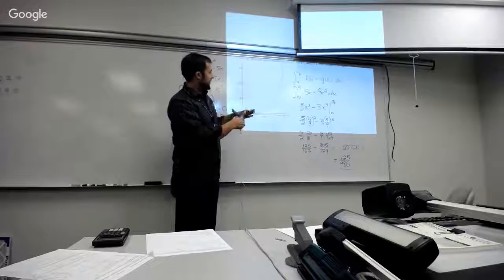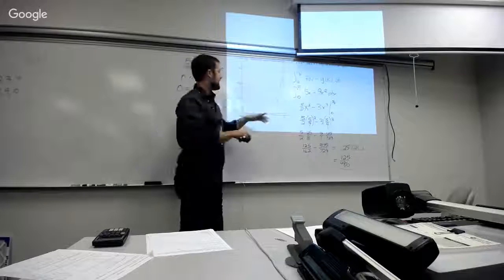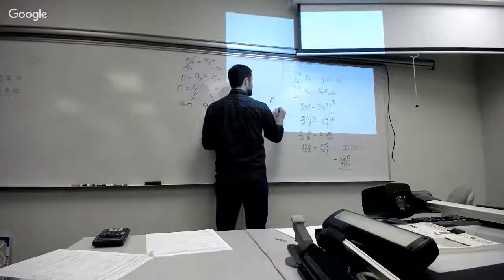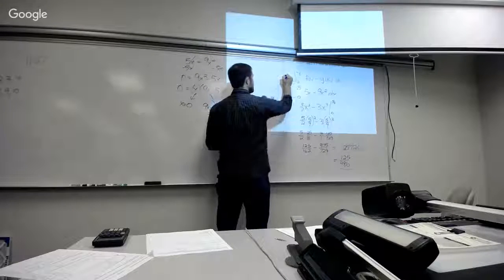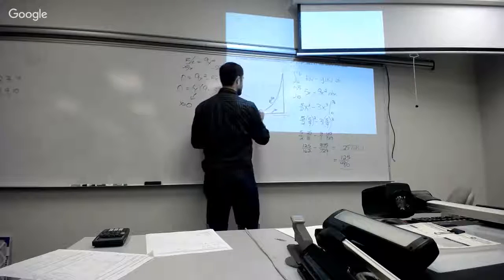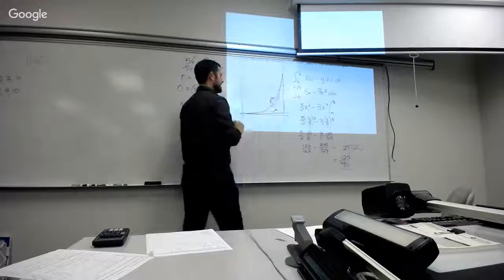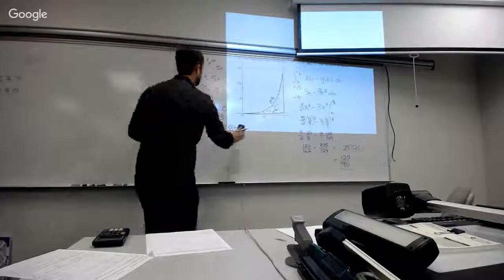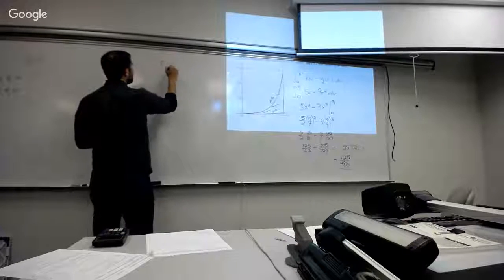Which one grows faster, e to the 2x or e to the 5x? E to the 5x. So this curve is e to the 5x. This curve is e to the 2x. And we're looking at the area here. Right? Isn't that the area that we're looking at? Just that area.